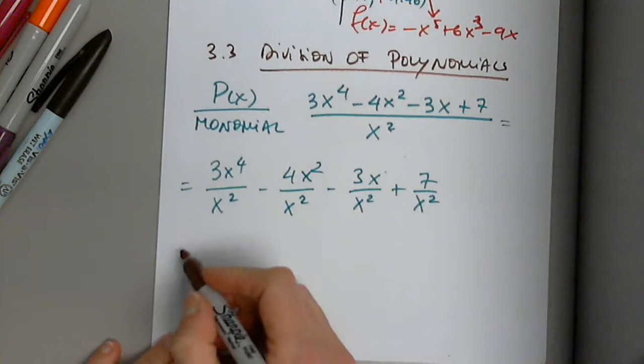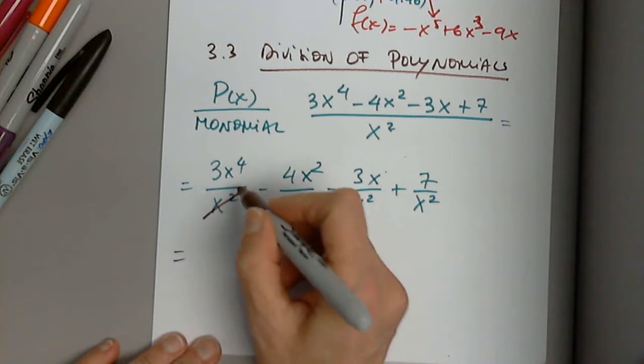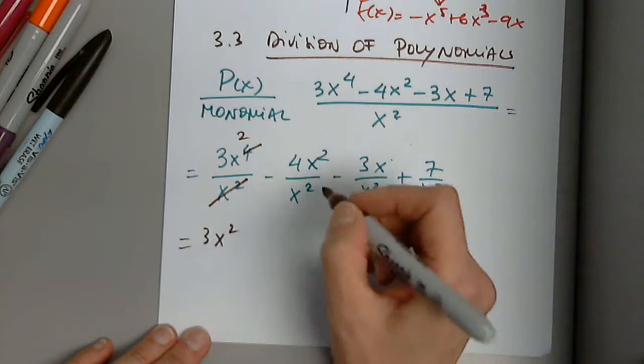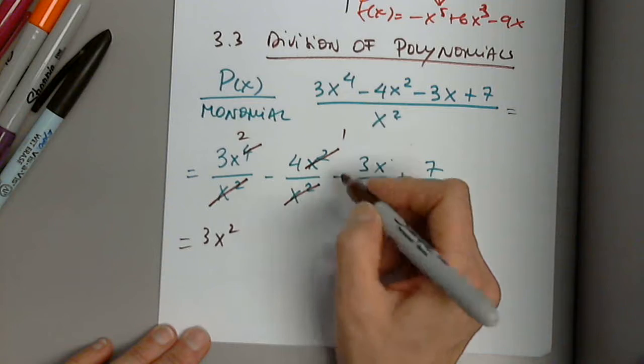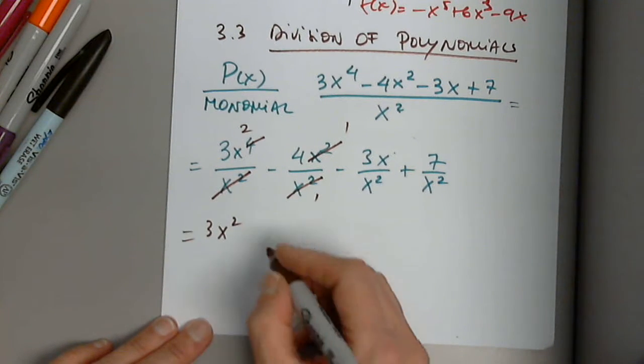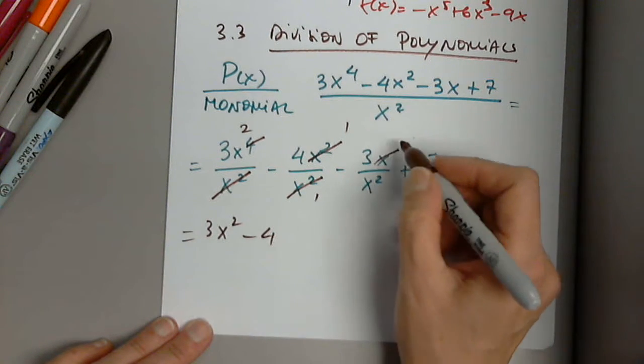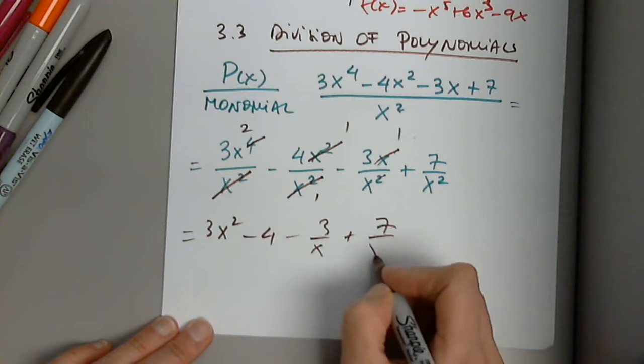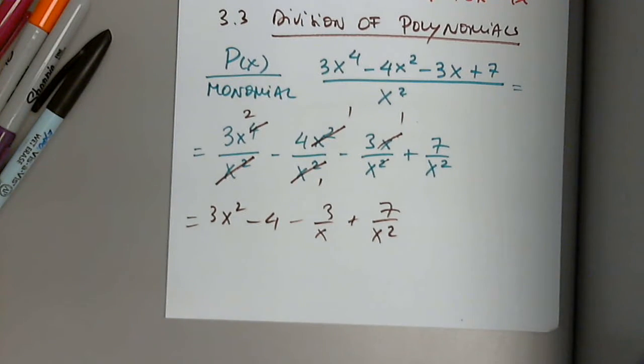And simplify each fraction by itself. I remove x squared from here, I remove 2 from the top, so I have 3x squared. I remove x squared from the bottom, 2 from the top, minus 4. I remove 1x from the top and 1 from the bottom. And that's all I can do. Not much. However, this is a useful method for other things later.